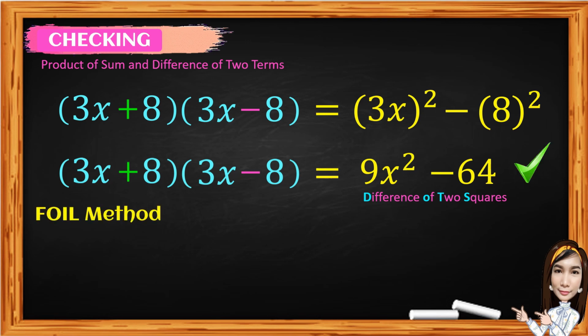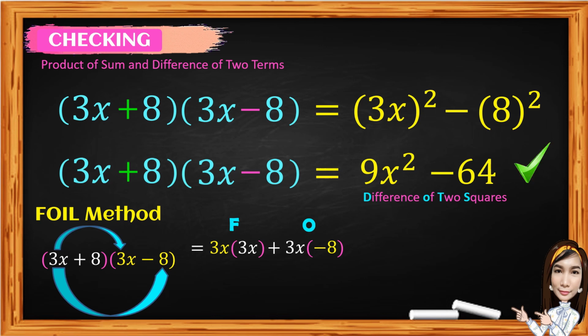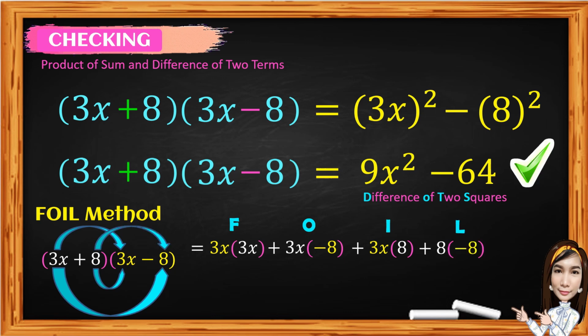Now the other method is using FOIL. So we have the quantity of 3x plus 8 times the quantity of 3x minus 8. First, multiply the first terms. We have 3x times 3x. Multiply the outer terms. We have 3x times negative 8. Multiply the inner terms. We have 3x times 8. Then multiply the last terms. We have 8 times negative 8.